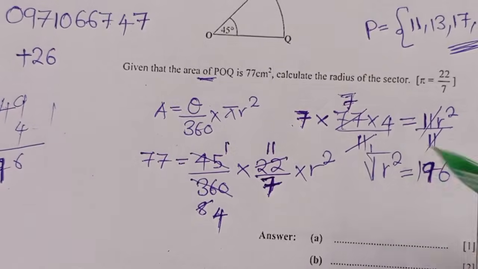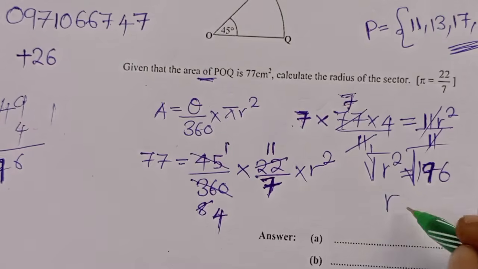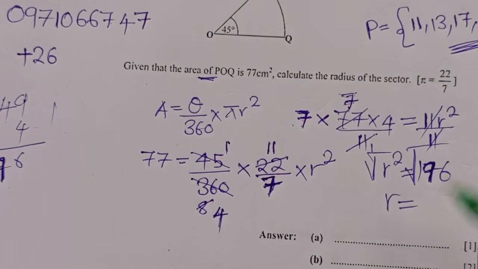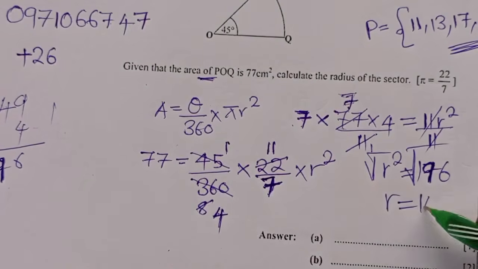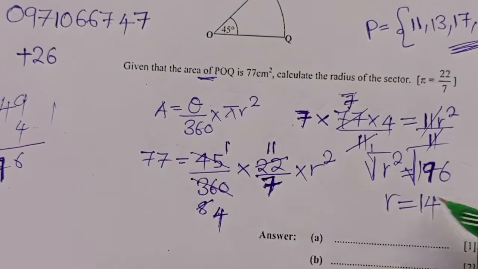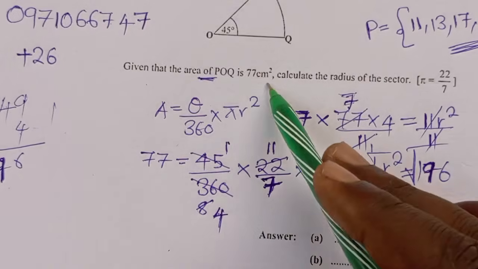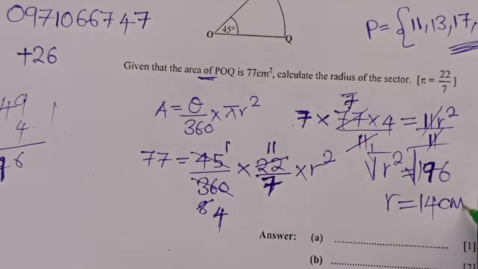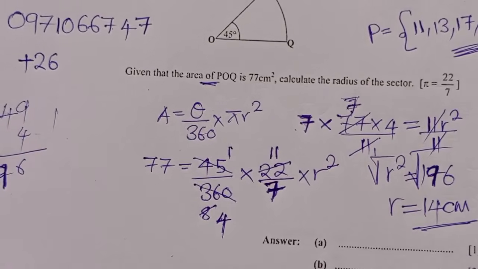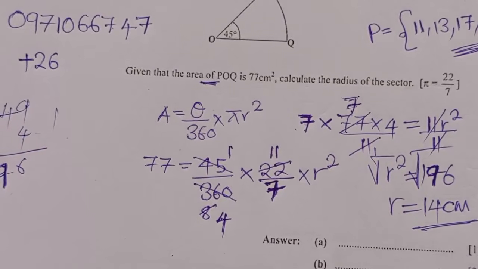So I introduce the square root on both sides. R is equal to the square root of 196, which is 14. Since this is a radius and the area was in centimeters squared, you just say 14 centimeters. You are done. This is how it is supposed to be.